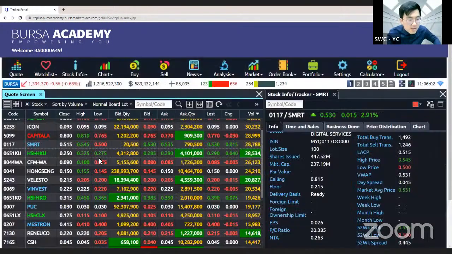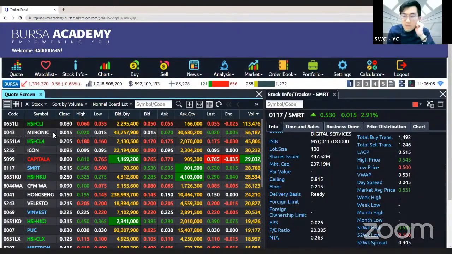Okay, we see the important part first. You can see the top volume. You can see, probably a lot of different counters. My advice is that you skip two things. First thing is the penny stock. Penny stock, for example, like this M-tronic. Just now, before we went into here, we discussed and I mentioned already. A lot of people see top volume, they will think that this counter is coming out, so they will go and buy.